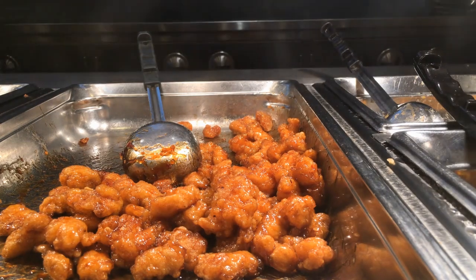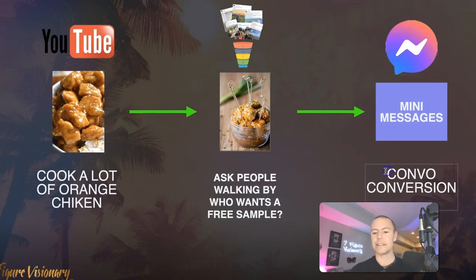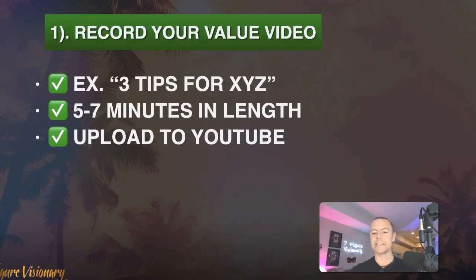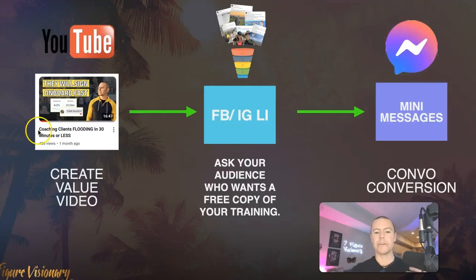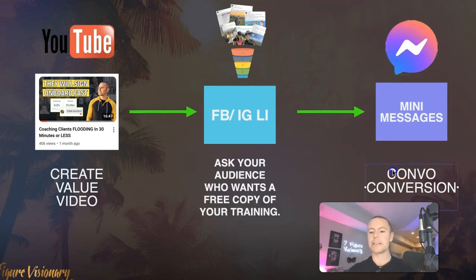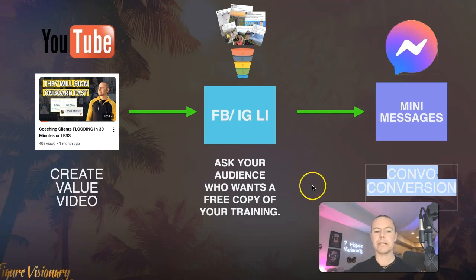All right, when somebody enjoys the sample, whoever's handing out the taste tester says, hey, would you like to come in and take a look at our menu and so forth? They're having a mini conversation here. Now, Panda Express has grown to be worth billions of dollars because this concept works: create a piece of value, also known as a lead magnet, then ask your audience who would like a copy of this, and then convert inside of a mini conversation. We're going to walk you through how to do each step.